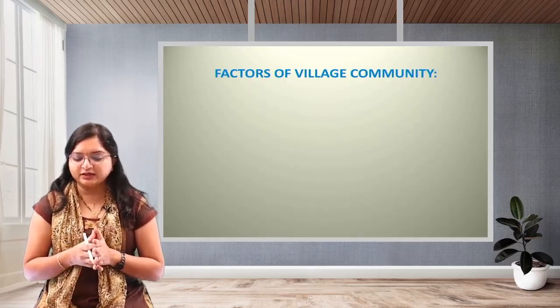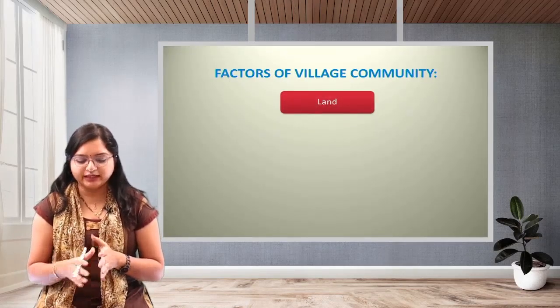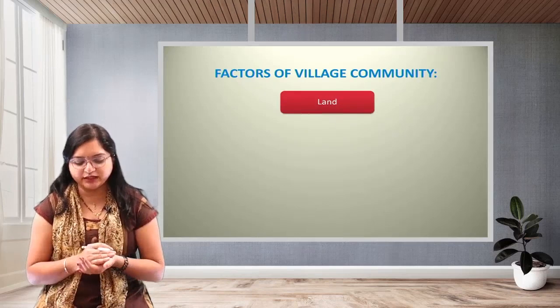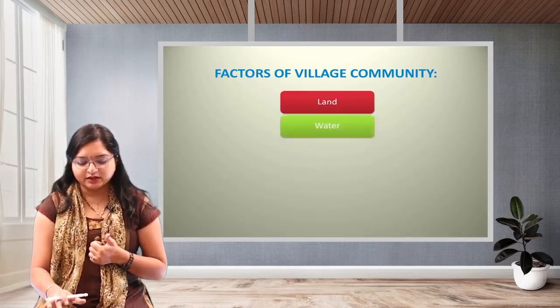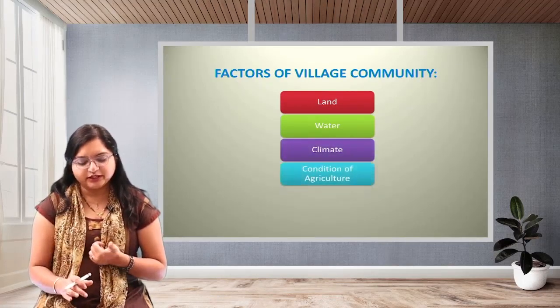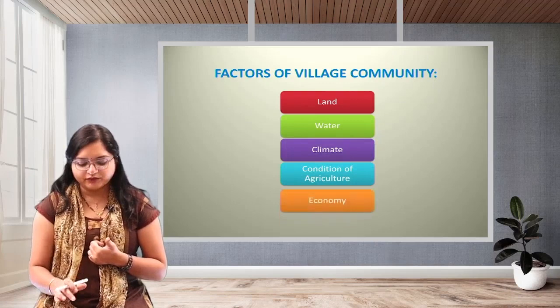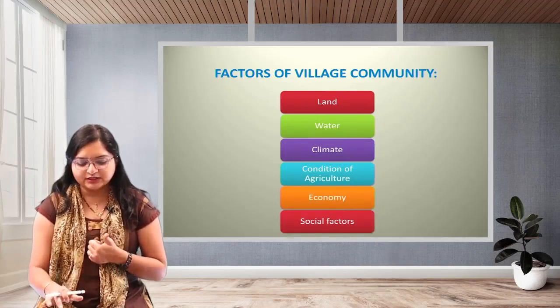Now we'll see the factors of village community. We will see one by one in detail. The first factor is land, second is water, third is climate, fourth is condition of agriculture, fifth is economy, and the sixth is social factors. Now we'll see one by one.